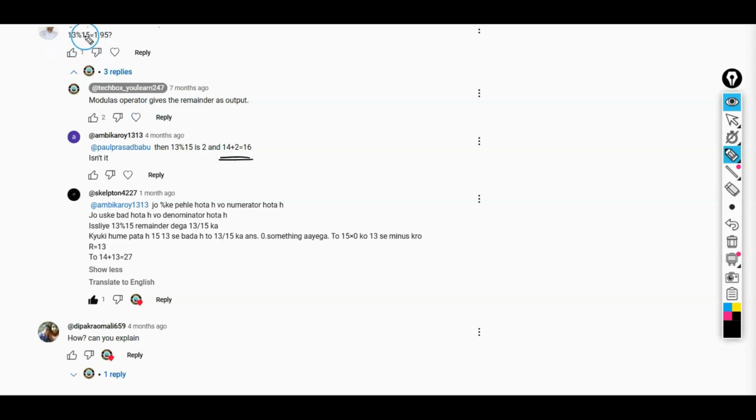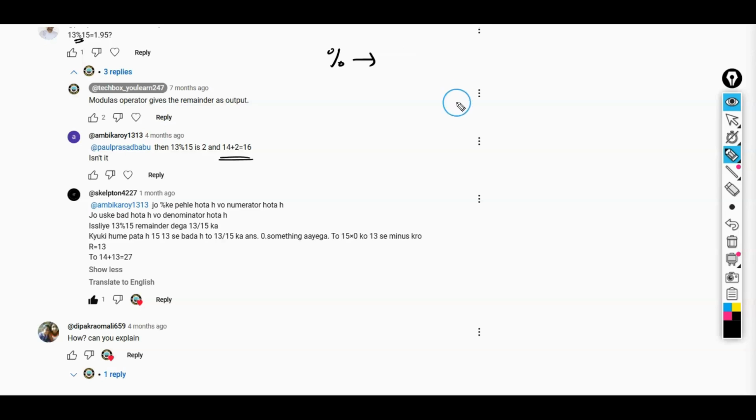Some children are trying to use this modulo operator as a percentage operator. This modulo operator is not a percentage operator. You should not calculate by using your calculator. If you use the calculator in your mobile phone or anything, the percentage will be calculated. It will be calculating 13 percentage 15, so it gives you 1.95. So that's not the correct answer.